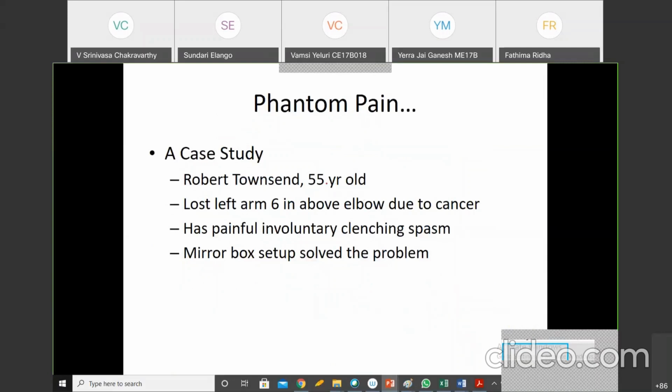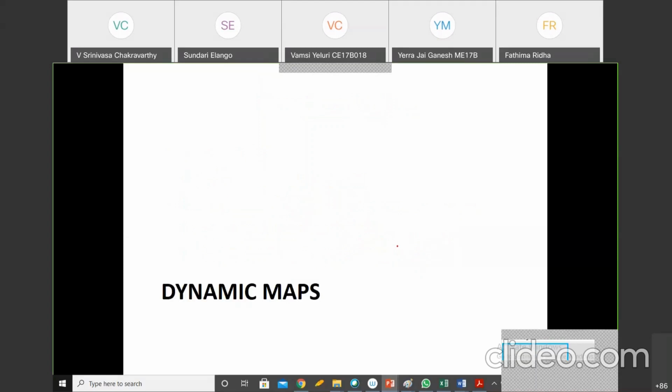Another case study, this guy called Robert Townsend, lost the left arm 6 inches above the elbow due to cancer. In this case, the phantom limb had a very strong clenching spasm. That is, the person has the feeling, just like Lord Nelson's case, that his fingers are digging into the palm. Therefore, a lot of pain was experienced. Again, in this case also, the mirror box setup just solved the problem and the pain was gone.